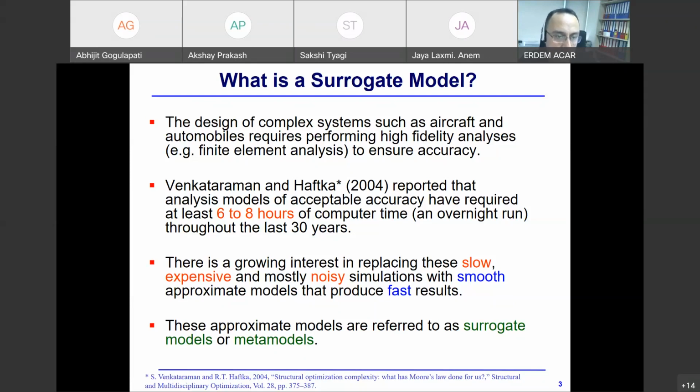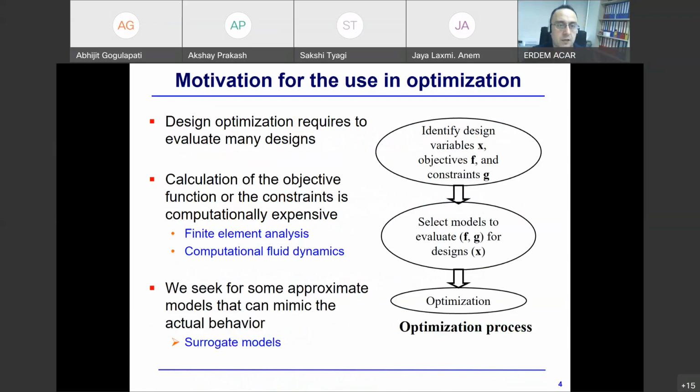And there is a growing interest in replacing these slow, computationally expensive and mostly noisy simulations with smooth approximate models that can produce fast results. These approximate mathematical models are usually referred to as surrogate models or metamodels. Surrogate models are widely used in optimization because design optimization requires evaluating many designs.